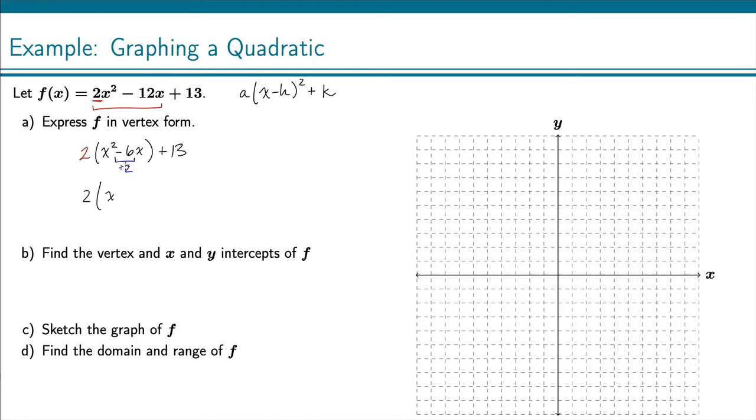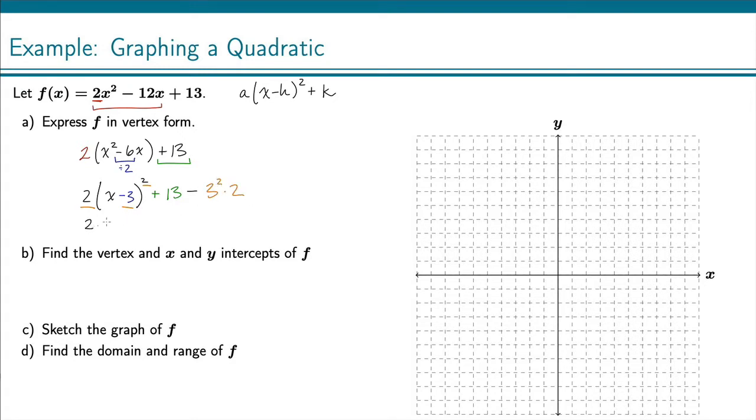So we've got our x, and then negative 6 divided by 2 is negative 3. So we have a minus 3, and that is squared. And then we keep this number here, the plus 13. And then we have to subtract, and it's always the same thing. It's always this number squared times the number out in front. So 3 squared times 2.